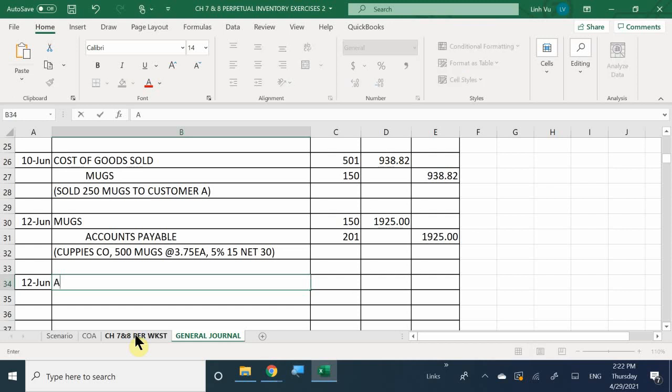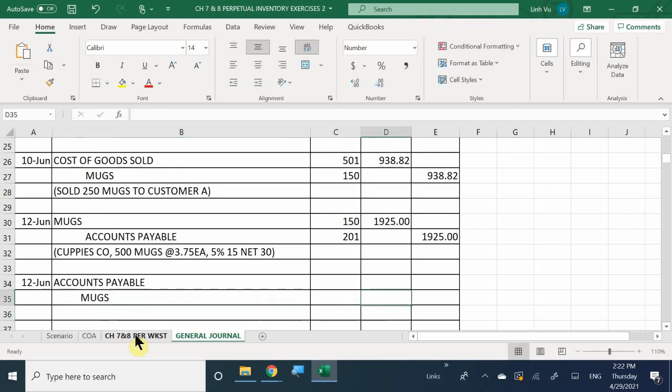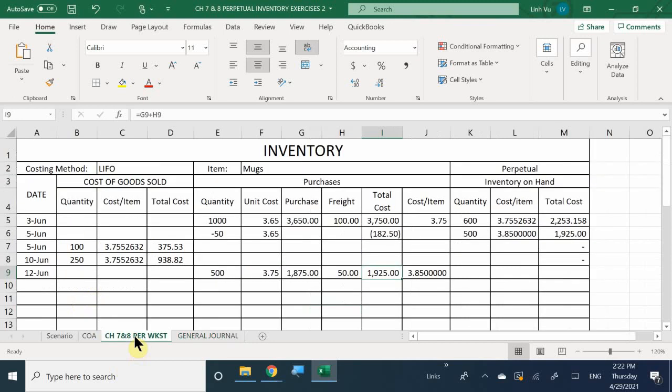So in this case, we never paid for our bill either. So we're going to reduce the amount that we owe because we got a 25% refund on it, or in this case, a 25% allowance. And we have to take that directly away from our mugs. So once again, accounts payable is 201 and 150. Let's go ahead and solve for that in our inventory worksheet.